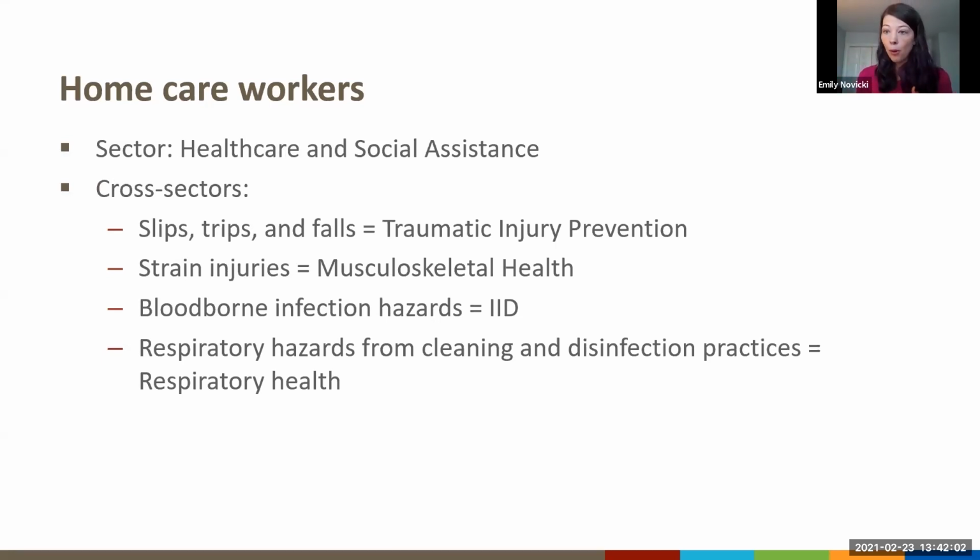So slips, trips, and falls, that's going to be in traumatic injury. A strain injury is going to be musculoskeletal health. Bloodborne pathogen, that's going to be immune, infectious, and dermal. And then finally, the respiratory hazards from cleaning and disinfection, because this is more of an intervention thing and not a mechanistic study, that's going to be respiratory health.